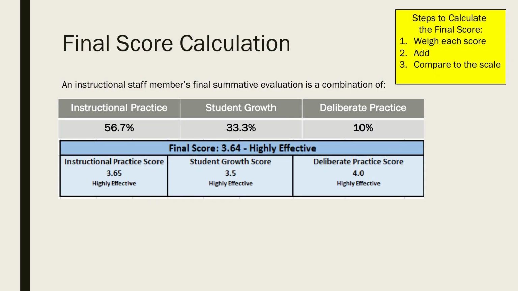The final score calculation will remain the same as previous years. To calculate the final evaluation score, you need the instructional practice score, student growth score, and the deliberate practice score. Each of these scores are weighted according to the chart here. The weight of the instructional practice score is 56.7%. The weight of the student growth score is 33.3%. The weight of the deliberate practice score is 10%. After the scores are weighed, you add them and compare the sum to the scale. For our example, this would result in a final score of 3.64, which is highly effective.